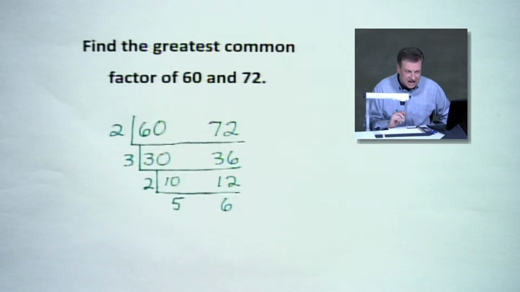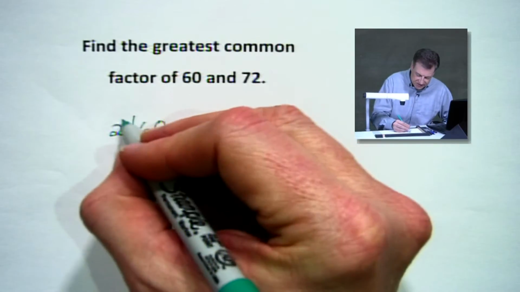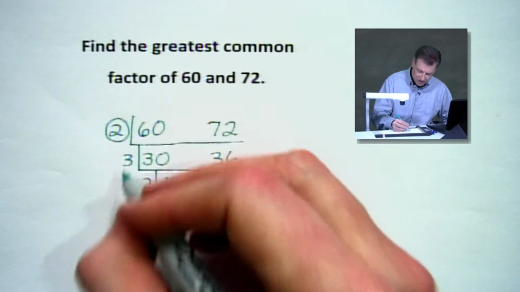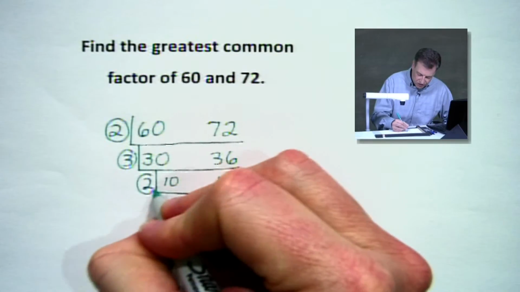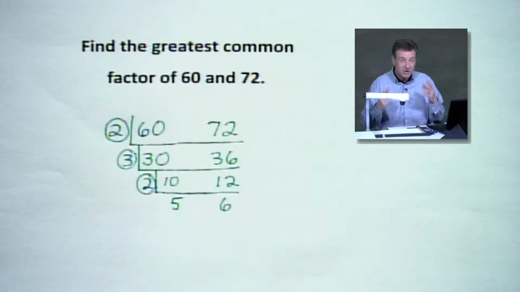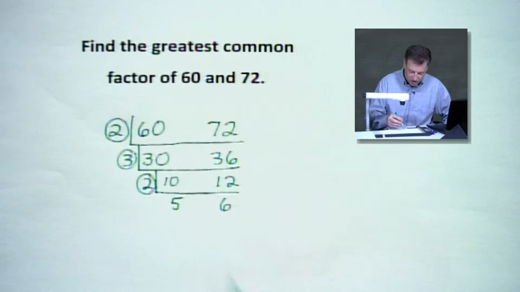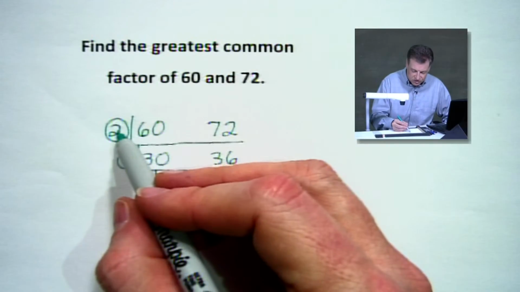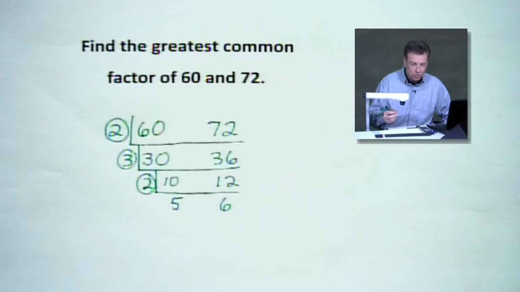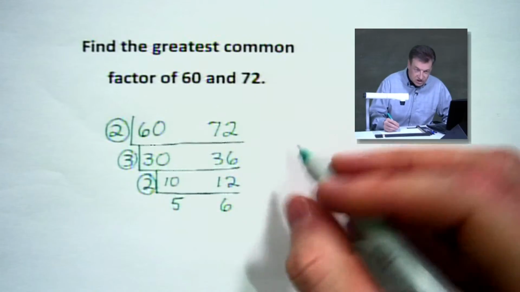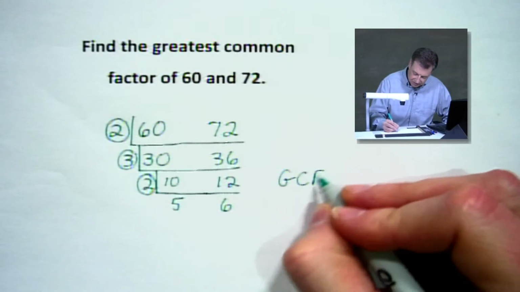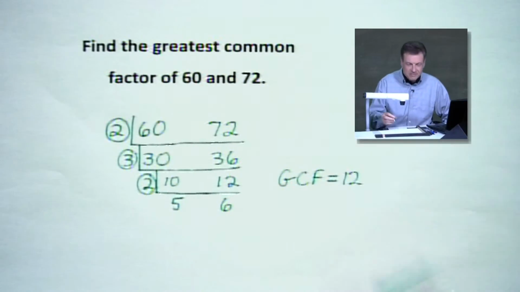You say, well, Ernie, what is it? Where is it? You're going to take these numbers on the outside, the 2, the 3, and our 2 right there, and we're going to multiply them. Hey, why not? It's factors, okay? So we're going to find out what this gives us. This gives us 2 times 3 times 2, which is 12. So it looks like our GCF equals 12.